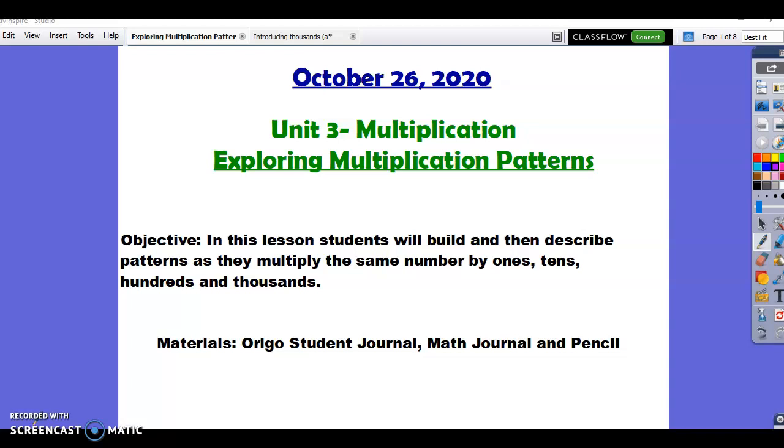Today, we will be building and describing patterns as you multiply the same number by ones, tens, hundreds, and thousands. The materials that you will need are the student journal, your math journal, and a pencil. So if you have not written the title Exploring Multiplication Patterns on a new clean page inside of your math journal, pause the video here and go ahead and write that down.